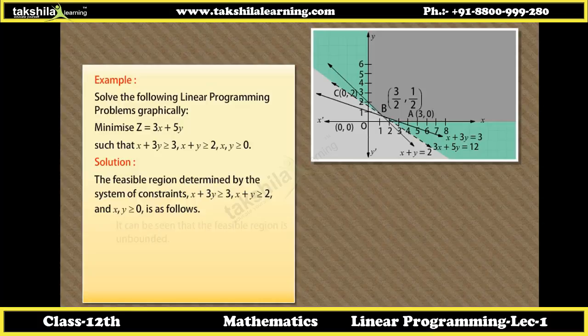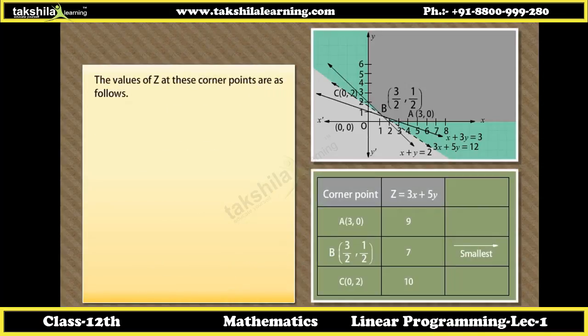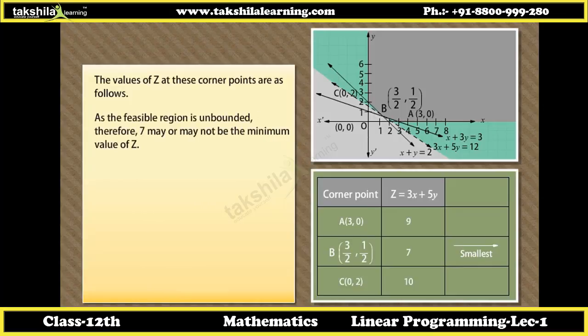It can be seen that the feasible region is unbounded. The corner points of the feasible region are A(3,0), B(3/2, 1/2), and C(0,2). The values of Z at these corner points are as follows. As the feasible region is unbounded, therefore, 7 may or may not be the minimum value of Z.